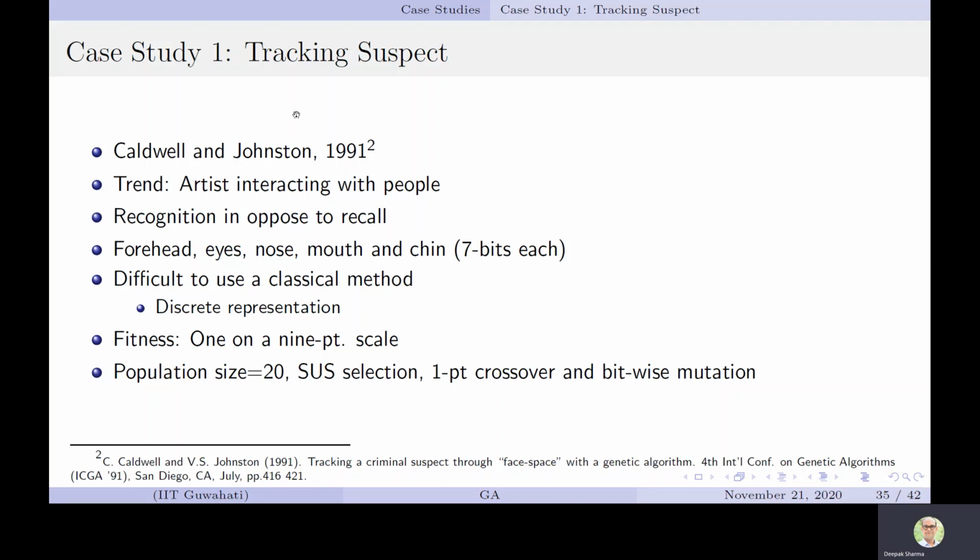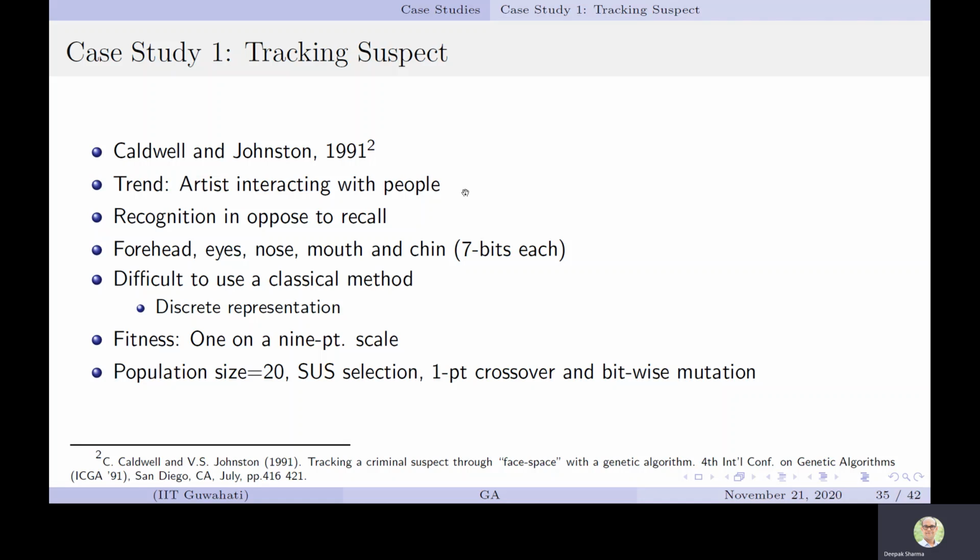So with this understanding of genetic algorithm, let us have the case studies. I will be discussing 3 practical case studies that are very interesting. First is tracking a suspect. This study was done in 1991 by these two authors.